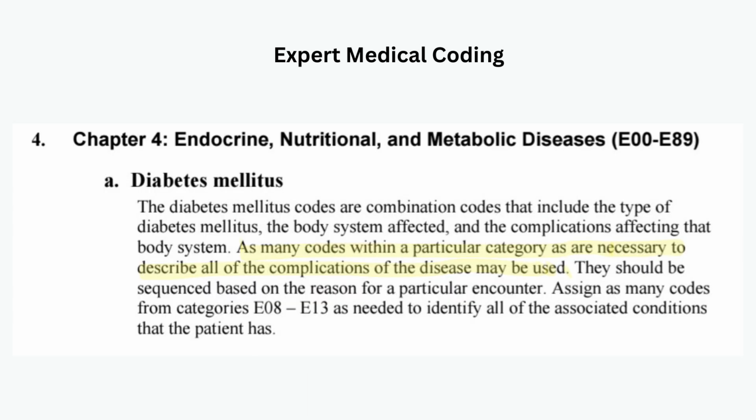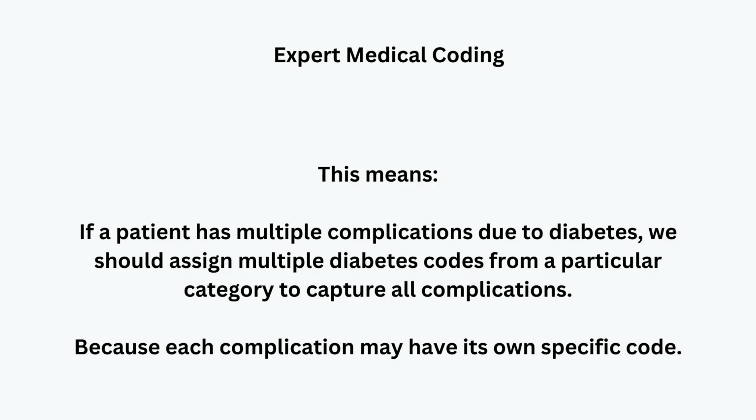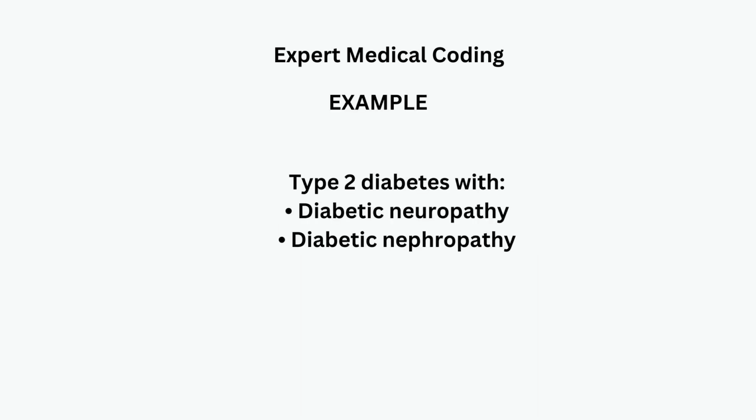Now let's move towards the next line of the guideline, and that says as many codes within a particular category as are necessary to describe all of the complications of the disease may be used. This means if a patient has multiple complications due to diabetes, we should assign multiple diabetes codes from a particular category to capture all complications, because each complication may have its own specific code. Let us see an example.